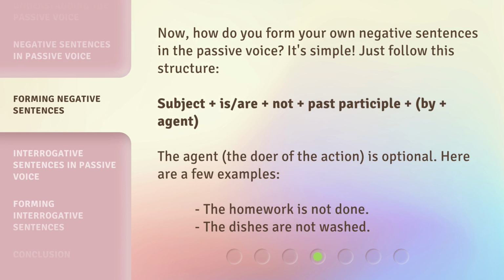Now, how do you form your own negative sentences in the passive voice? It's simple. Just follow this structure. Subject plus is, are plus not plus past participle plus, by plus agent. The agent, the doer of the action, is optional. Here are a few examples. The homework is not done. The dishes are not washed.